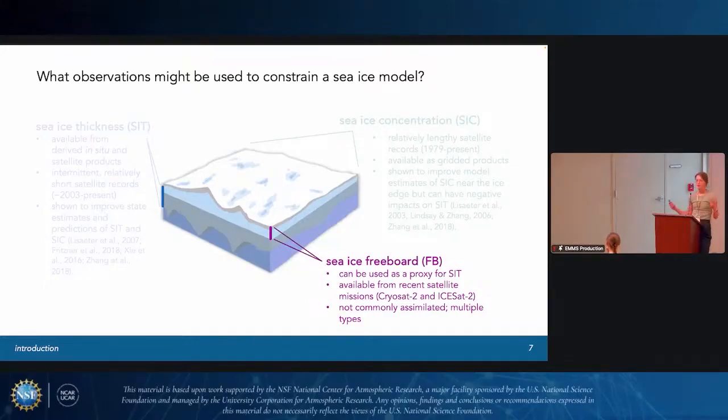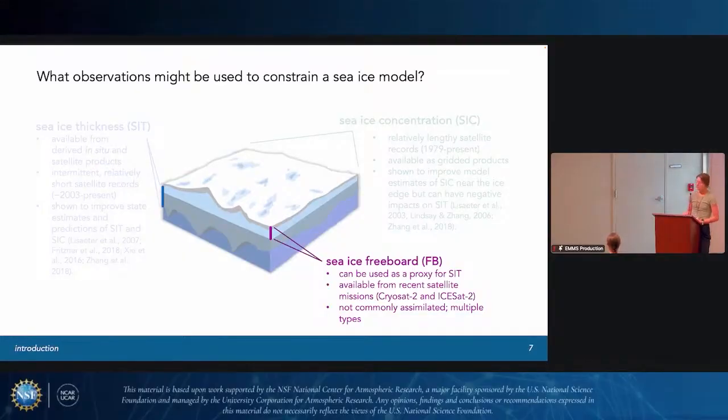And our main motivation for this is that it hasn't been commonly done yet, which is a bummer because the observations are typically more widely available than thickness observations, and they tend to have lower estimates of uncertainty, which becomes important in the data assimilation process itself.